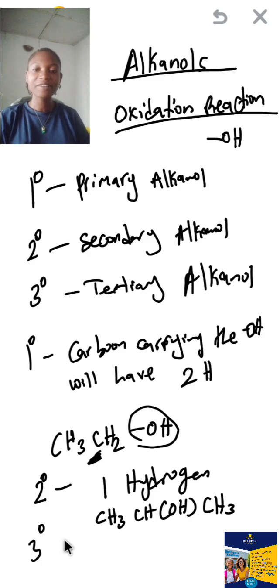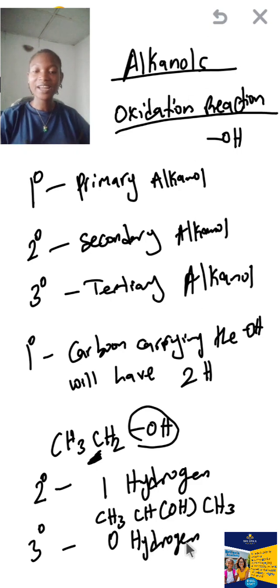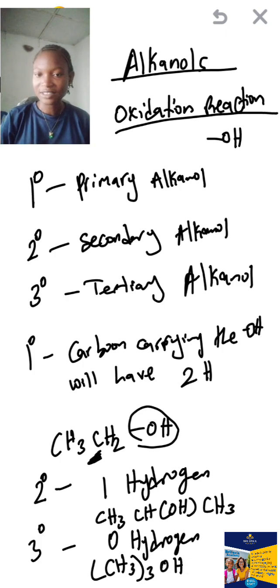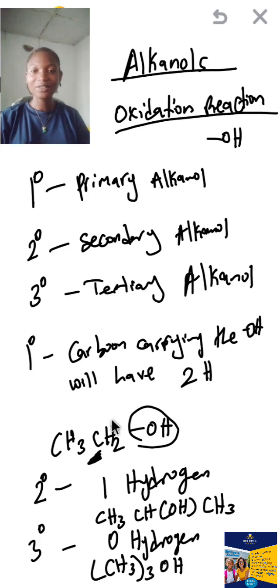Then for tertiary alkanol, it's not going to have any hydrogen. 0 hydrogen. Sorry, 0 hydrogen. So that is for tertiary alkanol. And a simple example of that is maybe you have (CH3)3C, then you have OH. Do you see that now? So this is a primary alkanol, a secondary alkanol, and a tertiary alkanol.